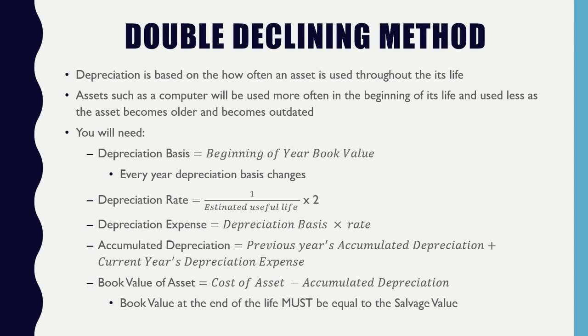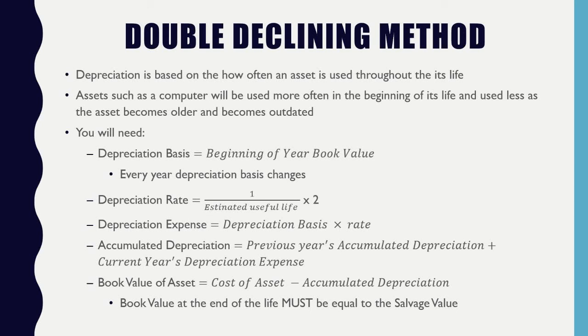All right, so then the second thing here is going to be the depreciation rate. This is going to be 1 over the estimated useful life times 2, okay? Because 1 is a whole number, right? And I'm going to divide that by the number of useful life it has. And I'm going to multiply it by 2 because we're depreciating it twice as much.